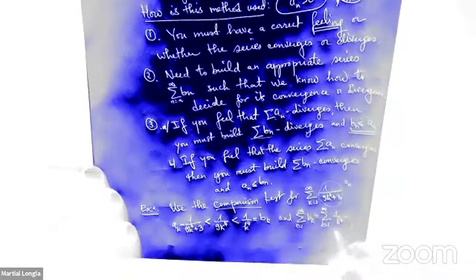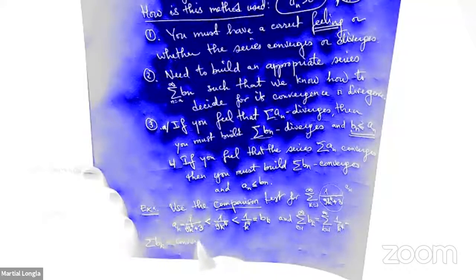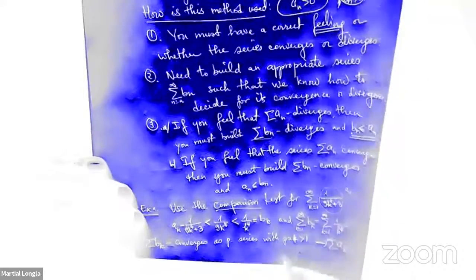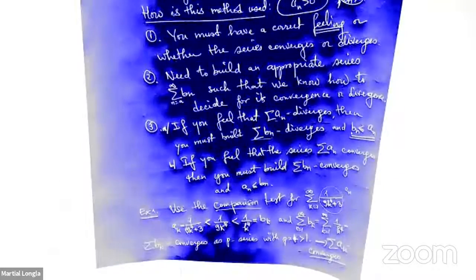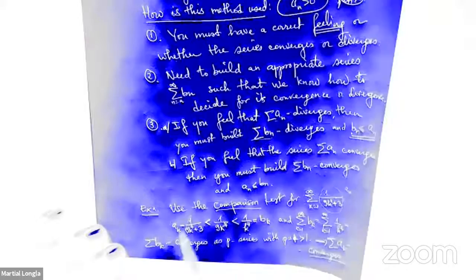So this converges. Sum of bk's converges as a p series with p equal 4, larger than 1. And thus, sum of ak converges. That's it. That's how you use the comparison test. I was able to build a larger sequence that gives a converging series. Therefore, the sequence that was below gives a converging series.